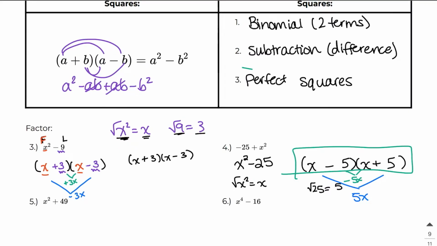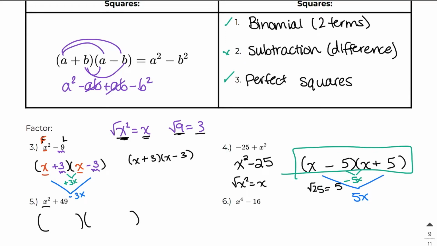Right, and number 5, I need to look and see if this will satisfy my 3 conditions, this x squared plus 49. So is it a binomial? Yes, it is. It does not have subtraction, even though I have perfect squares, because it doesn't have subtraction, this is not a difference of perfect squares. This is not possible. And let me show you why this is not going to be possible.